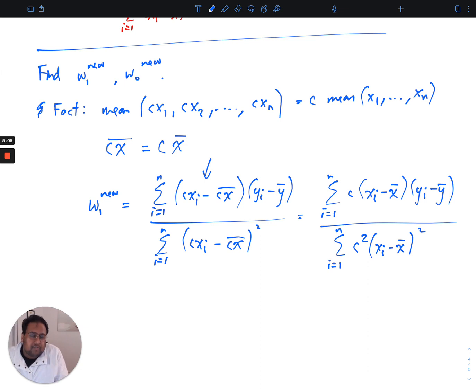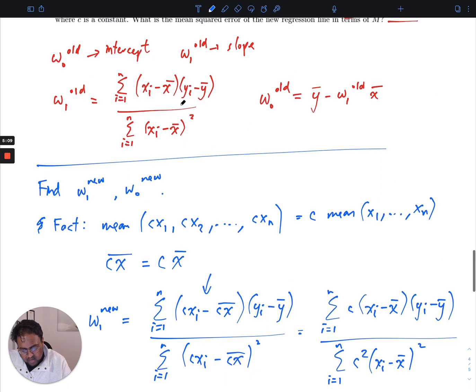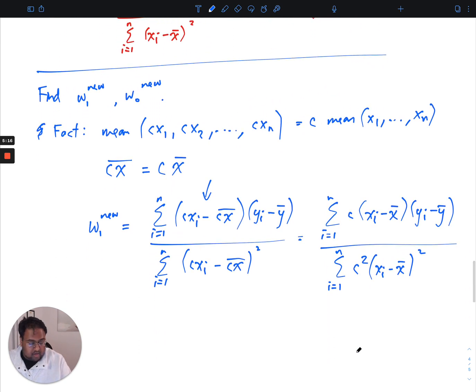Now this looks pretty familiar. It almost looks exactly like the old slope, which you can see if I scroll up here. It's just that there's a c on the numerator, c squared on the denominator. So you'll notice the numerator's c will cancel with one of the c's on the denominator, and then since it's a constant, I can pull it out of the sum and write it over here. And so my new slope I can write as 1 over c times something that looks like the old slope.